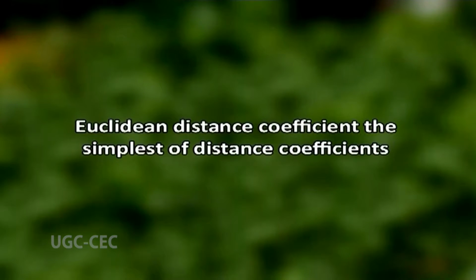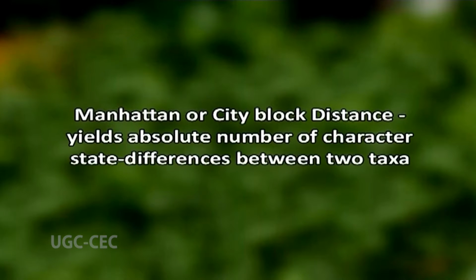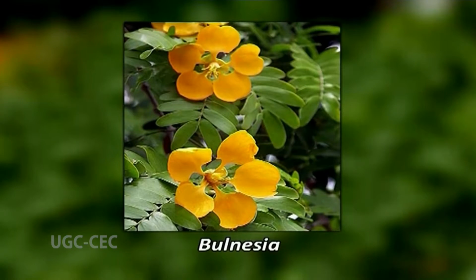Euclidean distance coefficient is the simplest of distance coefficients. Another coefficient is Manhattan or city block distance, which yields the absolute number of character state differences between two taxa. This coefficient has been applied to plant groups like Balanites from Zygophyllaceae. It has also been used in cladistic studies.